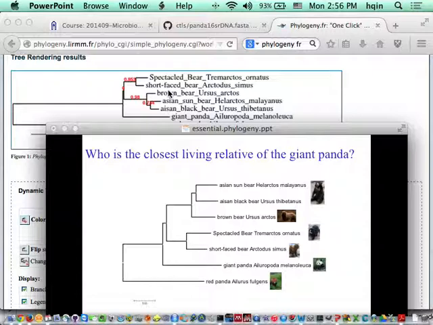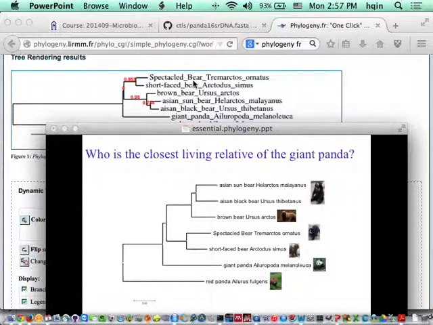A short-faced bear is the bear we found from Alaska. It's actually a bear extinct almost 10,000 years ago. It actually makes sense. Something further back in time is closer to giant panda. So that's actually a dead bear. The spectacular bear is the bear found in South America, and that's the closest living relative to giant panda. So the correct answer to the question I posed is the spectacular bear.